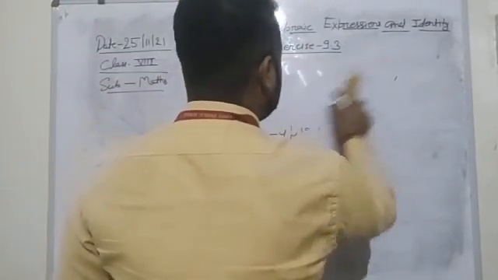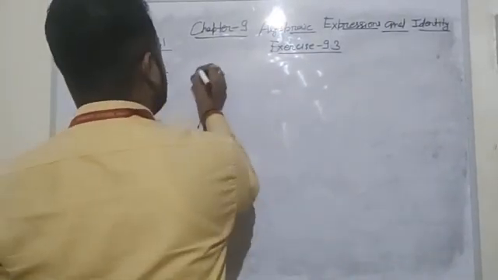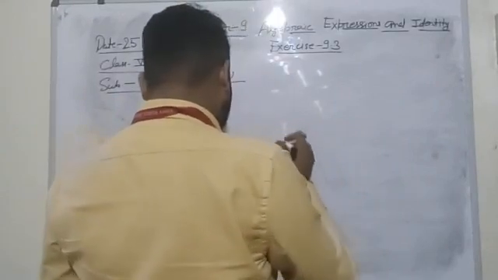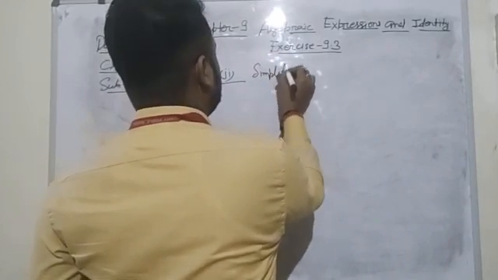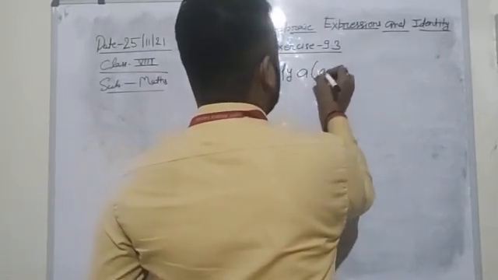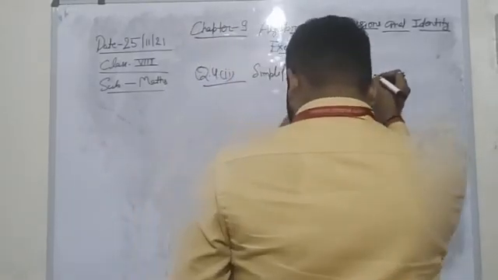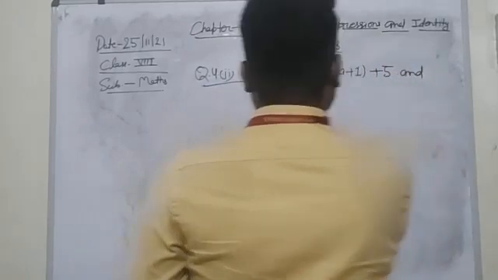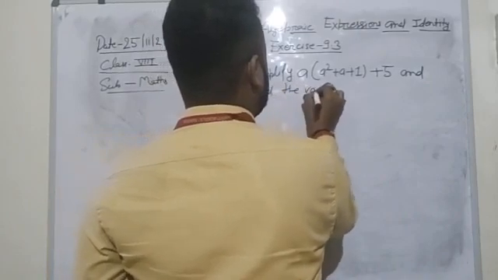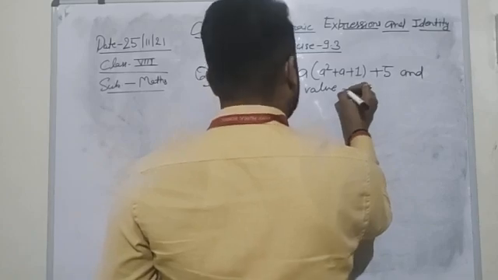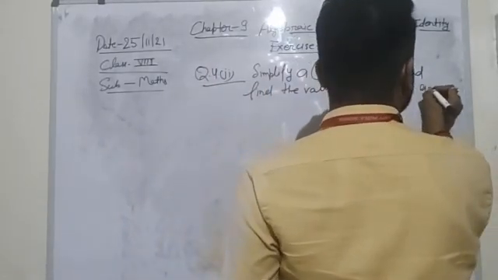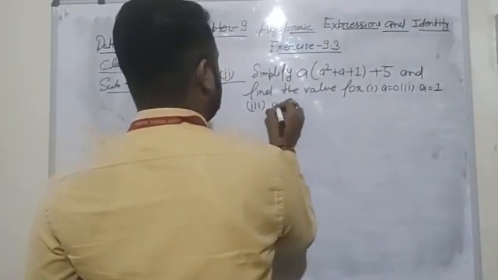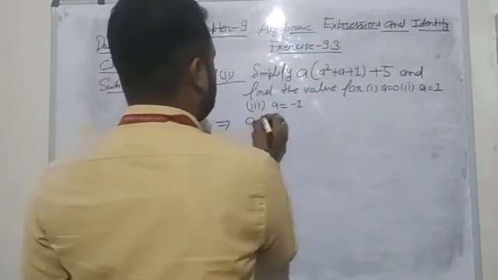Now I am going to solve question number 4, second part. We have to simplify a(a² + a + 1) + 5 and find the value, first for a equals 0, second for a equals 1, and the third for a equals minus 1. So for the solution, first we have to simplify it.